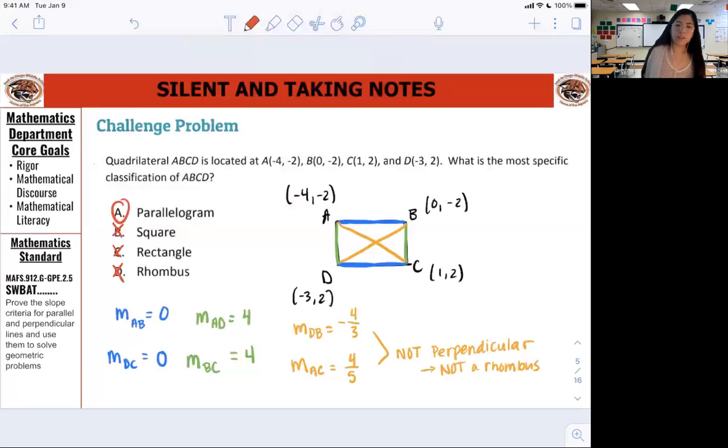Questions on this one? If you get a question like this on the test, take it slow, keep it neat, get all of those slopes just like I did here, and you'll be fine. It might take a little while, but it's not a difficult question to do. Any questions on it?